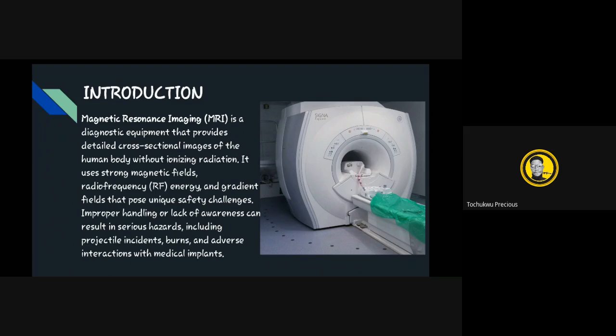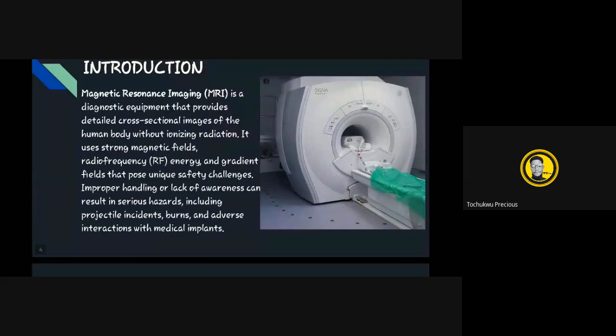Because of this high magnetic field, the radiofrequency energy, and the gradient coils, they have their own unique safety challenges, and improper handling of this equipment or lack of awareness can result in serious hazards in the radiology departments. Hazards that affect the machine, the patient, and the staff. So this presentation focuses on these hazards and the ways we can prevent them in order to maximize diagnosis.